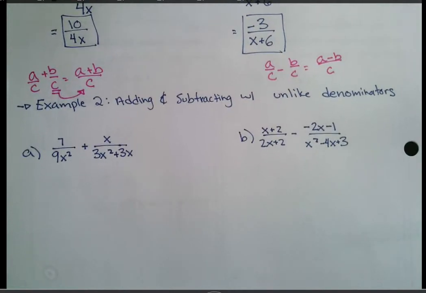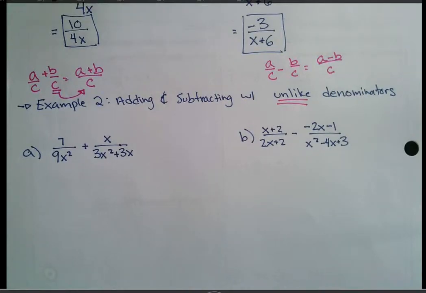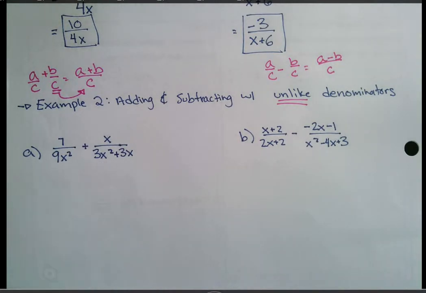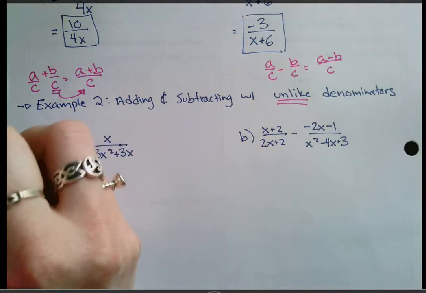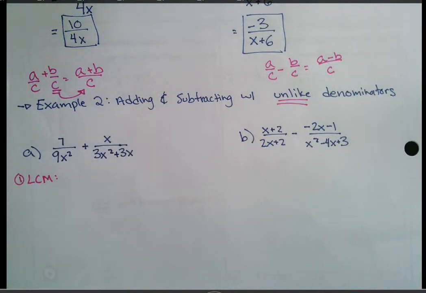All right, so example 2, adding and subtracting with unlike denominators. This is where it gets a little bit trickier. So we didn't spend a lot of time on this in class, so I'm going to go through it in some good detail here in the video. So for this first example, I'm looking at these denominators and they're not even close to looking the same. So what I'm going to do is look at that least common multiple, because I want my denominators to be the same.